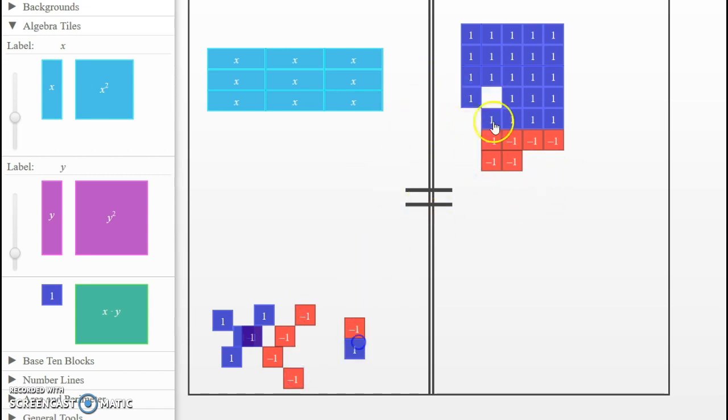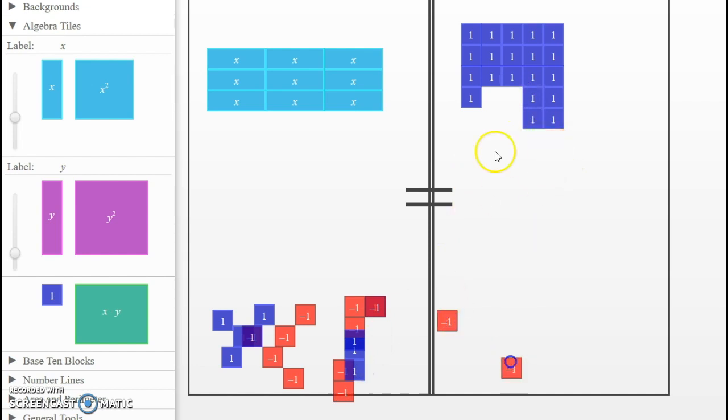And I can do the same here. 1, 2, 1, 2, 1, 1. Okay, now we still have 9x and we have 5, 10, 15, 16, 17, 18. Oh, I must have taken one too many away. No, 18 is right. 5, 10, 15, 16, 17, 18.